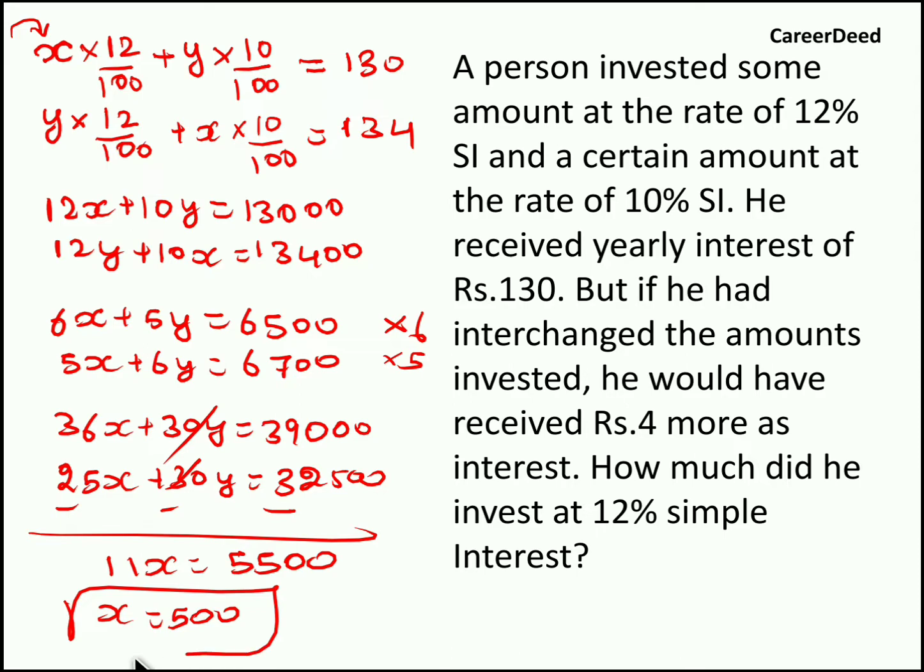Now you found the x value. So x is nothing but 500 rupees. So he invested 500 rupees at 12% interest, and if you want to find y, just substitute this x value in the first or second equation, you will get the y value. But for this question, he invested 500 rupees at 12% interest. After interchanging, he is getting 4 rupees extra. Hope you understood the concept, right? Moving to our next question.